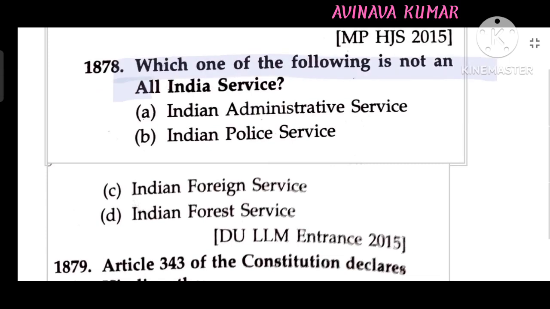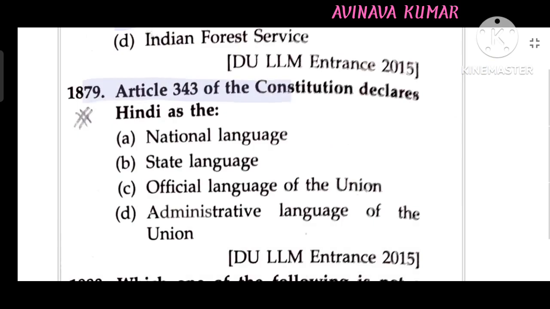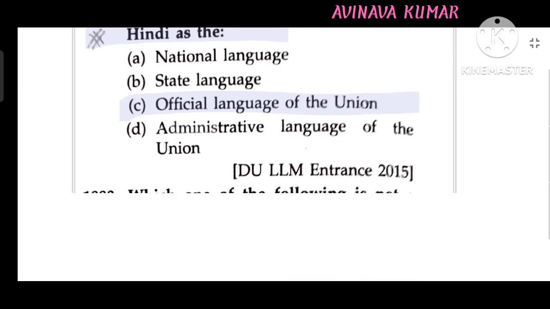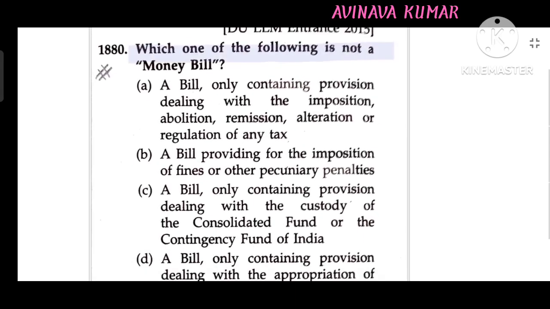Which one of the following is not an all India service? Indian Foreign Service. Article 343 of the Constitution of India declared Hindi as the official language of the Union. Which one of the following is not a money bill?